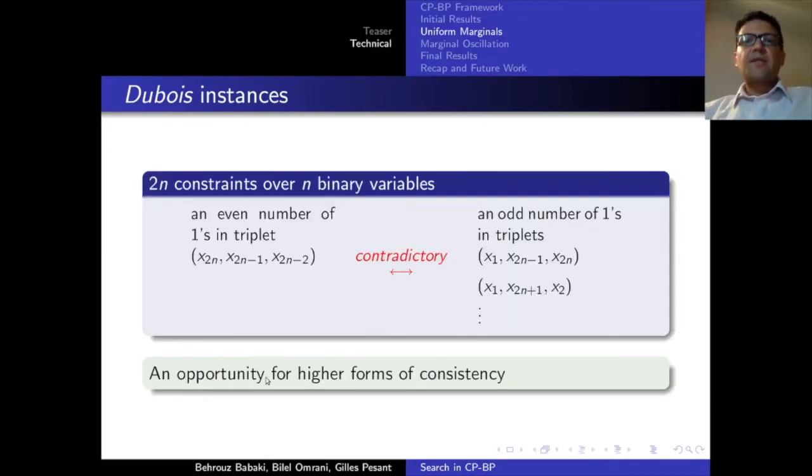Interestingly, there's an extension of CPBP which can potentially solve these instances trivially. The key is to maintain marginals over subsets of variables instead of single variables. If you're interested, there's a short discussion in section 4.1 of the paper which explains this further.